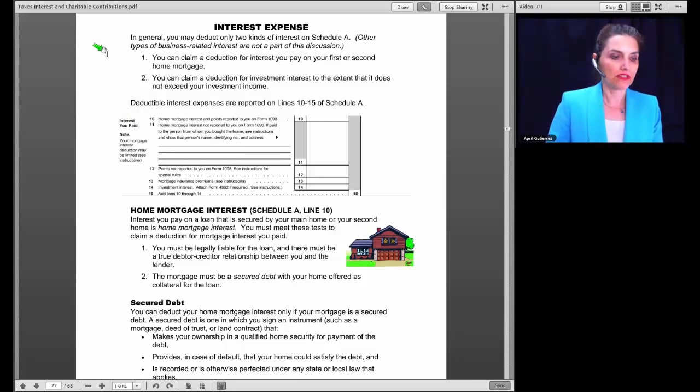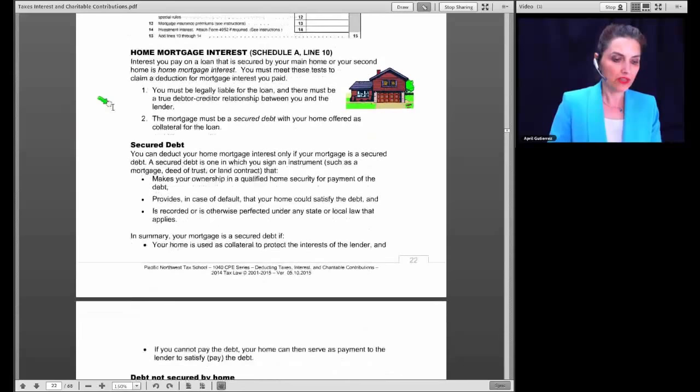But in general, you can deduct only 2 kinds of interest on Schedule A. Other types of business-related interest are not a part of today's discussion. You can claim a deduction for interest you pay for your first or second home mortgage, and you can also claim a deduction for investment interest to the extent that it does not exceed your investment income. Deductible interest expenses are reported on lines 10 through 15 of Schedule A. And the first of these lines, line 10, has to do with the home mortgage interest deduction.